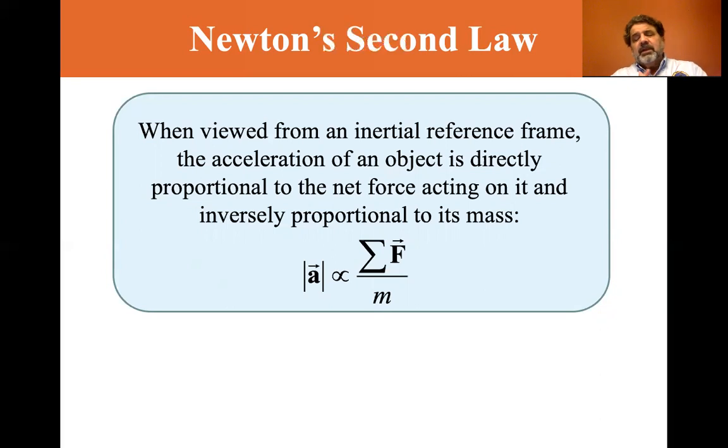So the acceleration is in the direction of the net force. Now, there could be multiple forces acting, but overall, as you learned in your vector table, there is a resultant. So the sum of the forces ends up in some resultant. So the acceleration is directly proportional to the resultant of all the forces acting upon it, and it's inversely proportional to the mass.